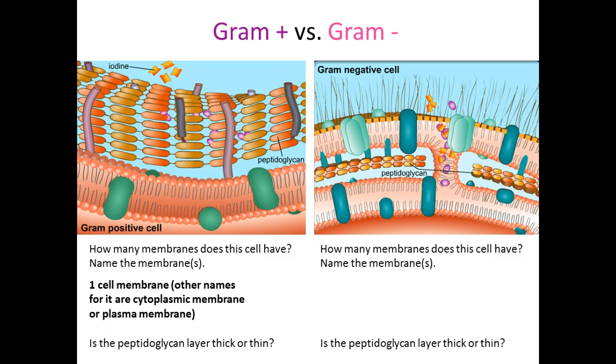It's thick. And remember, this thick layer is why they stay gram-positive. It traps in the crystal violet iodine complex. And remember, crystal violet goes in, iodine goes in, they bond, they become a bigger molecule, and it gets trapped in. Unlike gram-negatives, they tend to have how many membranes? Two. And again, the normal membrane that all cells have to have, and what do we call this one? Outer membrane.